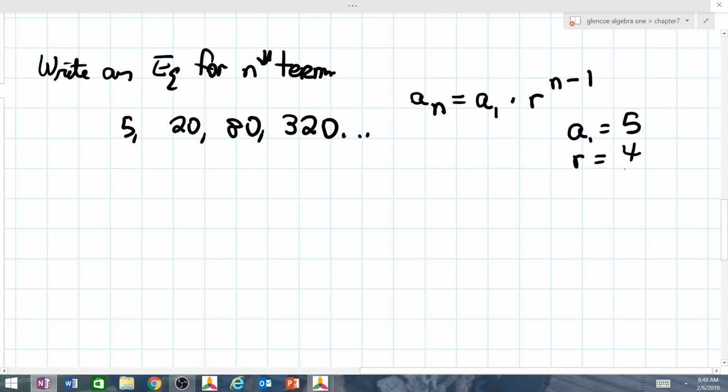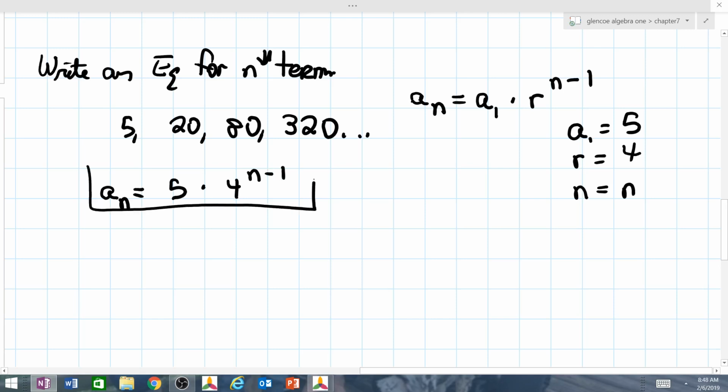4. And this is the part you guys don't like, because when it's general and not specific, listen to what I'm saying. When it just says write an equation for the nth term, you just let n stay n. Are you with me? I didn't ask you to find the 7th term or the 10th term. So now your equation would look like this: the nth term is equal to 5 times 4 to the power of n minus 1. That's the equation to find the nth term. Are you with me? Yes?